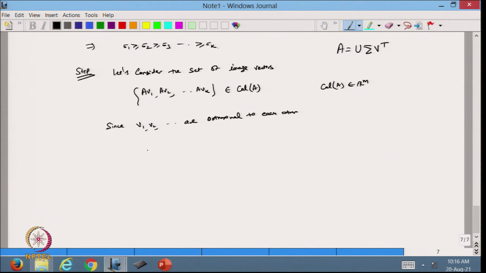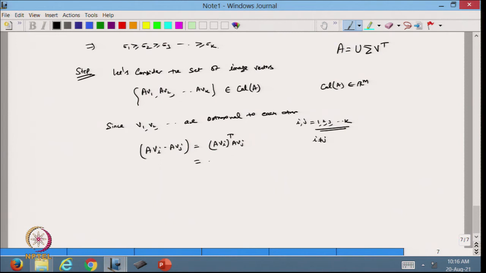Now, let us see what is going to happen if I take the dot product of A Vi with A Vj. Let us take the dot product of this, and I am taking i, j from 1, 2, 3 up to k. So, I am taking the image sets and taking the dot product. Now, I can write this as Vi transpose A transpose A Vj, and I am also considering here that i is not equal to j.